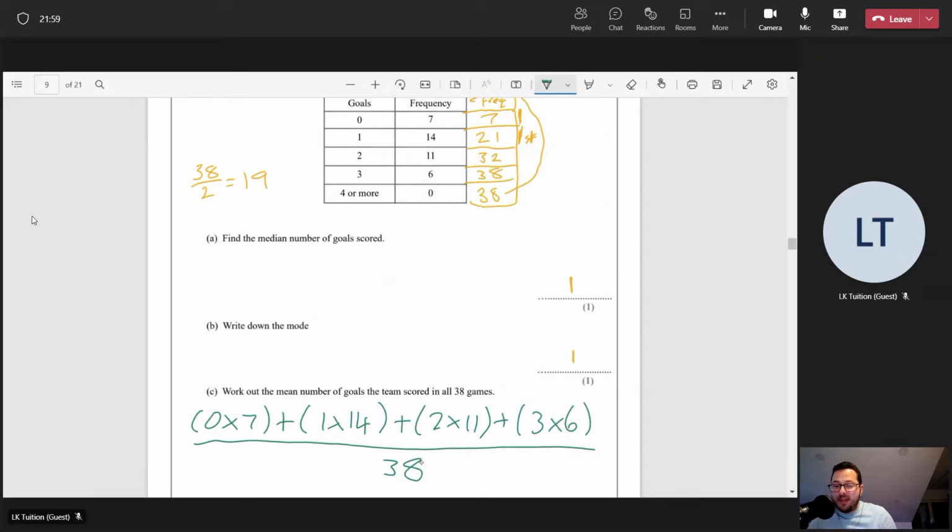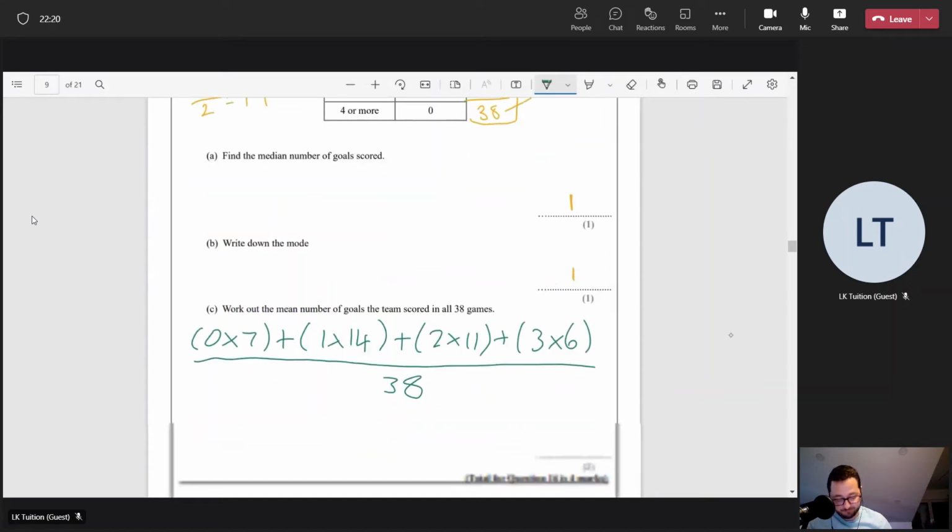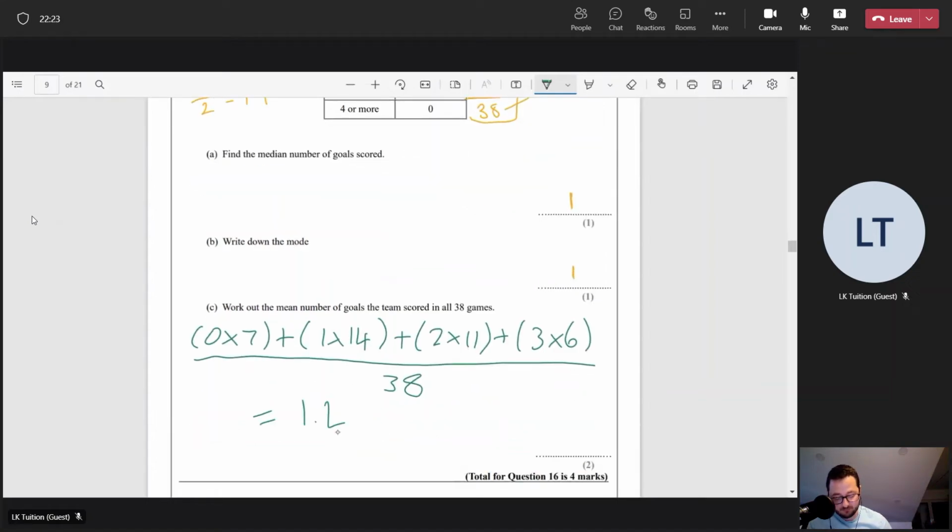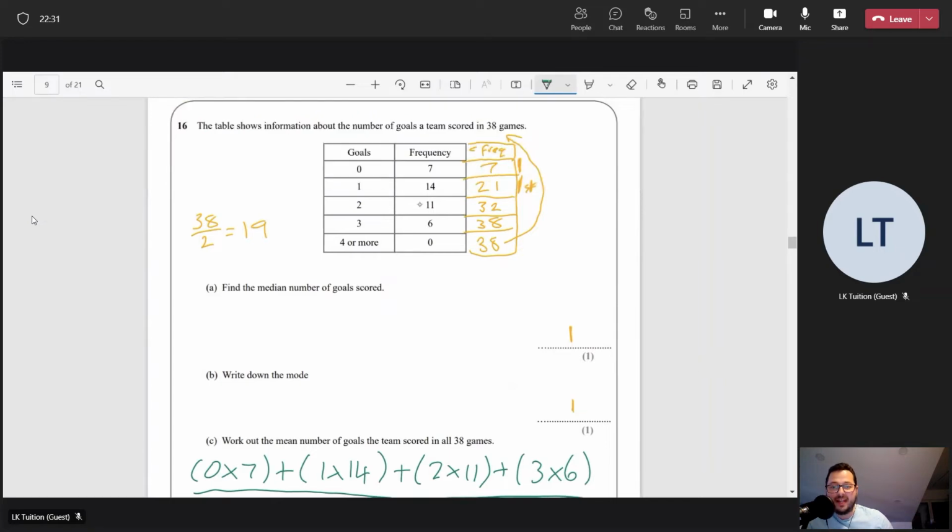So again, I'm just going to type that in my calculator. So 0 times 7 plus 1 times 14 plus 2 times 11 plus 3 times 6. And that's all going to be over 38. And the answer I get is 1.4, and that's to 1 decimal place. Okay, and then just double check your answer kind of makes sense, and 1.4 does. If you look at the data here, it's kind of centering around 1 and 2, isn't it? So 1.4 sounds all right to me. Okay.